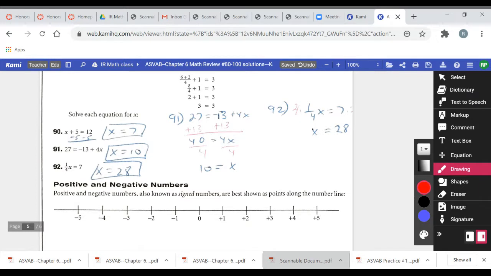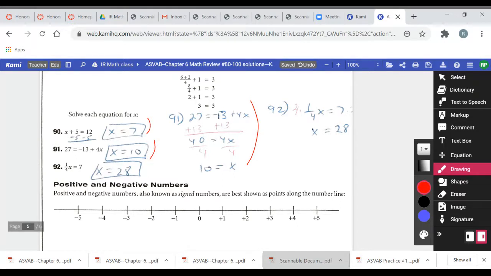Okay, then on 90, this is just some basic algebra. You can see on 90, I subtracted 5 on both sides and got x is 7. On 91, I added 13 to both sides, and then I divided by 4 on both sides to get x is equal to 10.